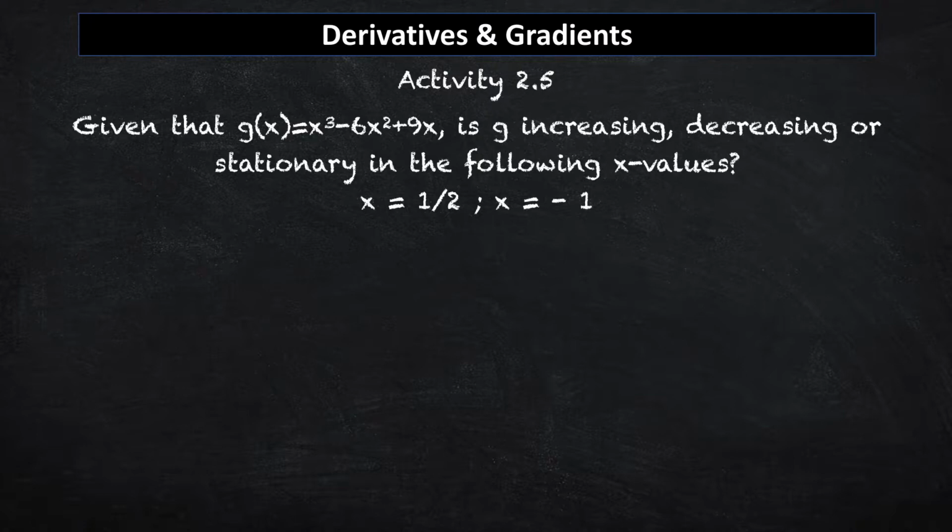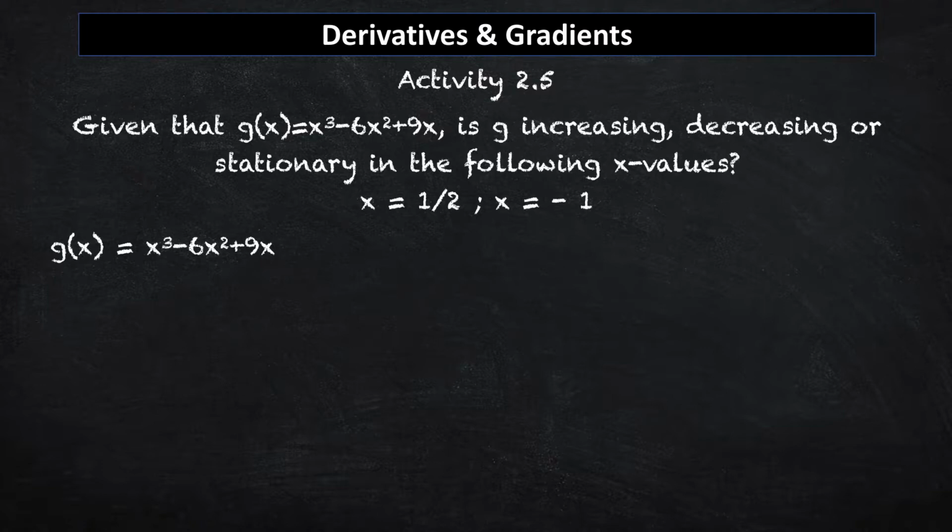So we have this function g, and we need to see if in certain values x, this function is increasing, decreasing, or stationary. And to do so, what we have to do, we have to compute the derivative of the function g in the values and see if this derivative is positive, null, or negative. And so we will know if the function is increasing, stationary, or decreasing.